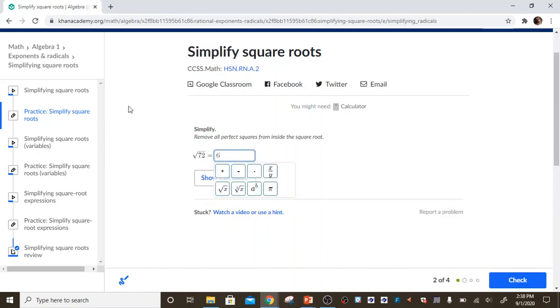In the checkbox here, I'm going to punch in 6 root 2, and it should tell me that I am correct.